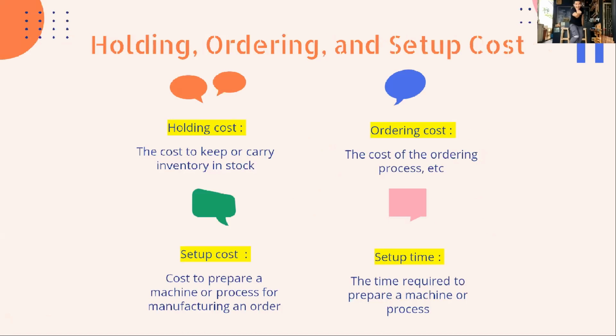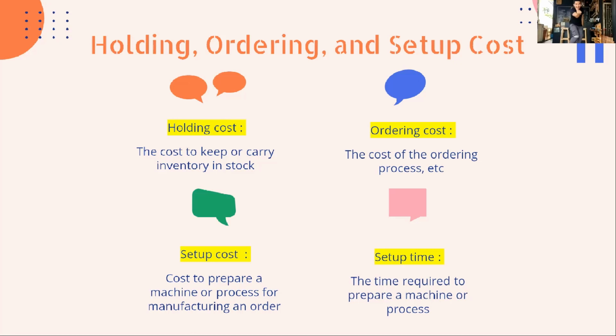Next, we move on to holding, ordering, and setup costs. Holding costs: it is the cost to keep or carry inventory in stock. Holding costs also include obsolescence, and costs related to storage, such as insurance, extra staffing, and interest payments. Next is ordering costs. Ordering cost is the cost of the ordering process, including cost of supplies, forms, order processing, purchasing, clerical support, and so forth.